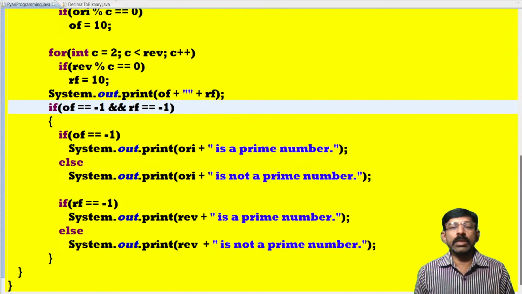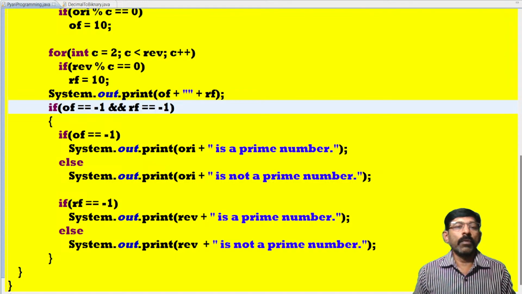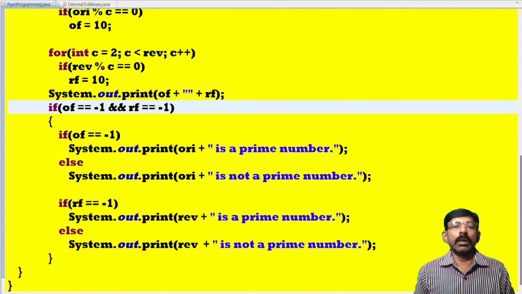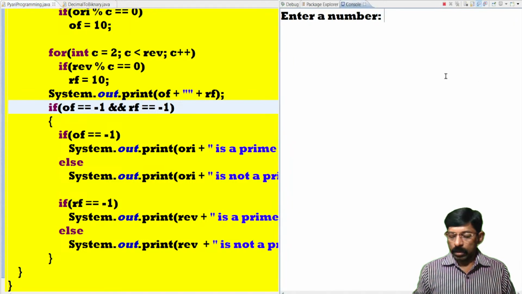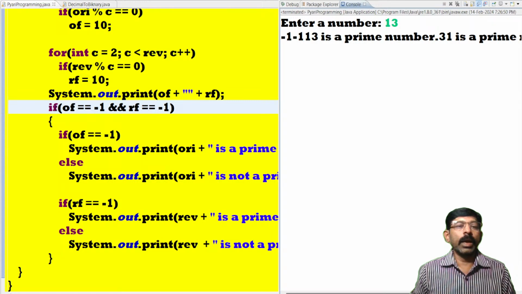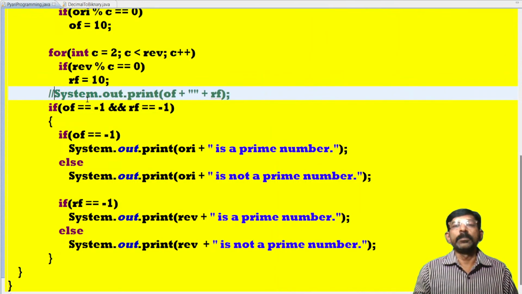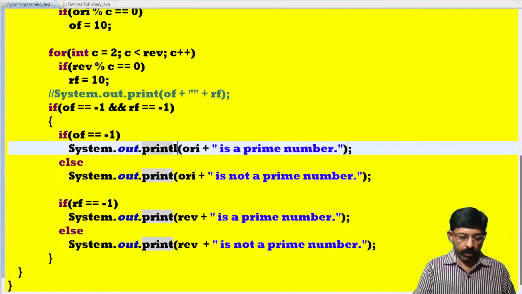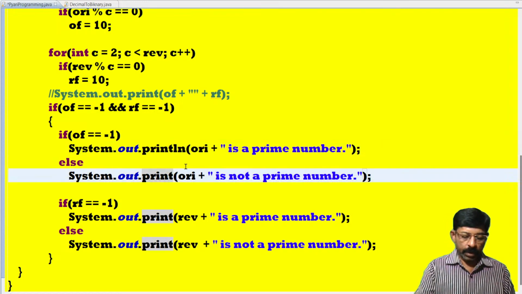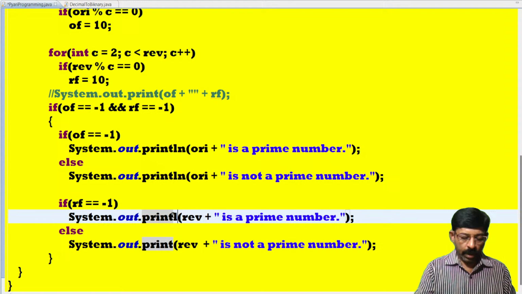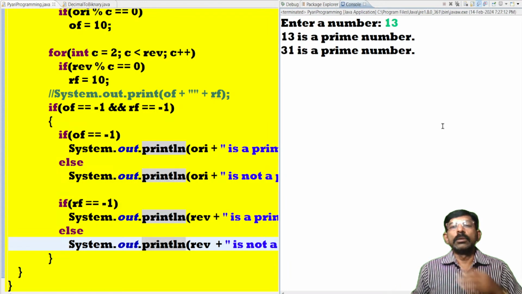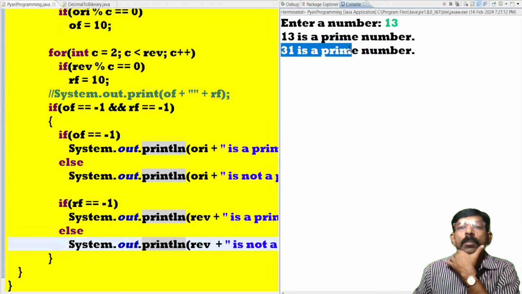Can anybody give me an example of a twisted prime? We have already taken one example of a twisted prime. Let me see which one. We have taken 13 and 31, both are twisted primes. So let me execute that one. 13 is a prime number. We have not used println over here, so that's why this is happening. Println, and println. Executing: 13 is a prime number, 31 is also a prime number, hence it is a twisted prime.